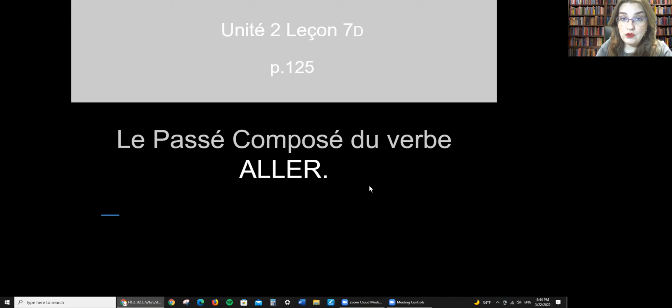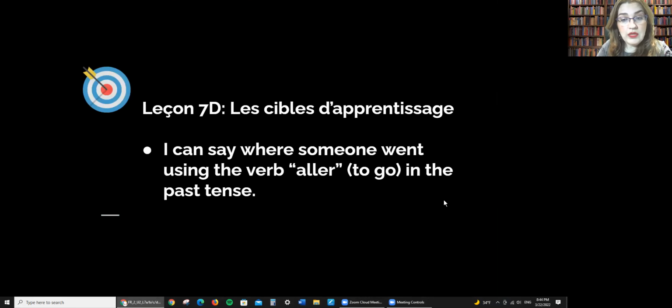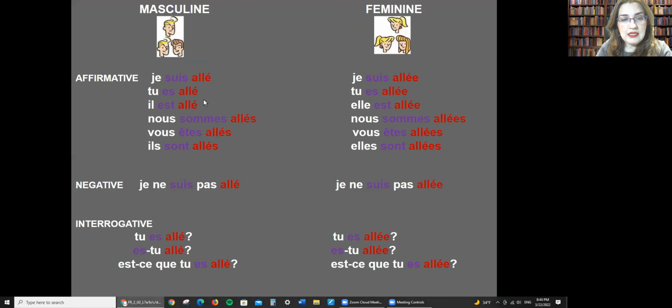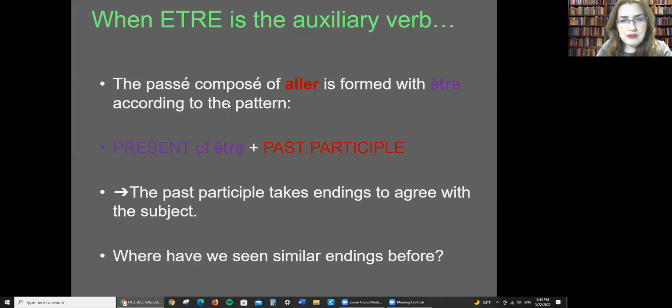So far we've learned the passé composé of the regular ER, IR, and RE verbs, as well as of some irregular verbs. All use avoir as a helper verb, right? Now we're going to learn that aller is conjugated a bit differently in the passé composé. I can say where someone went using the verb aller, to go, in the past tense.